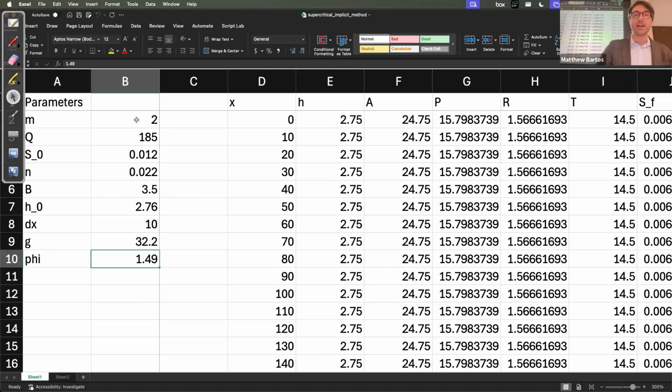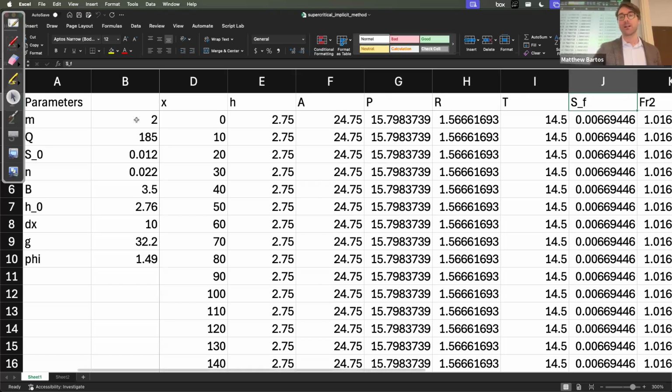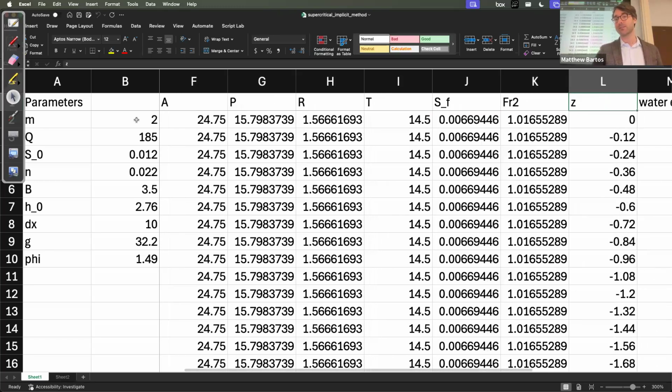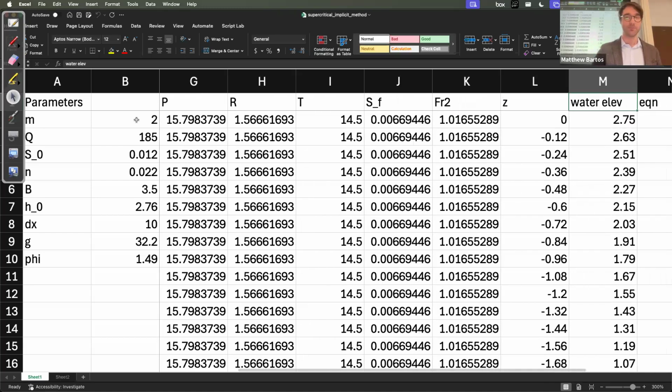So our columns: x, just like the previous spreadsheet, is our spatial coordinate along the channel. This time we're moving in the positive direction because we're going downstream. H, I'll get back to this, but this is going to be our depths. Right now, this is just filled with dummy values. We are going to fill these in though. A is the cross-sectional area computed from that depth. P is the wetted perimeter computed from that depth. R is the hydraulic radius computed from that depth. T is the top width. SF is the friction slope. FR2 is the Froude number squared. Z is the bottom elevation of the channel, and water elev is the water elevation.